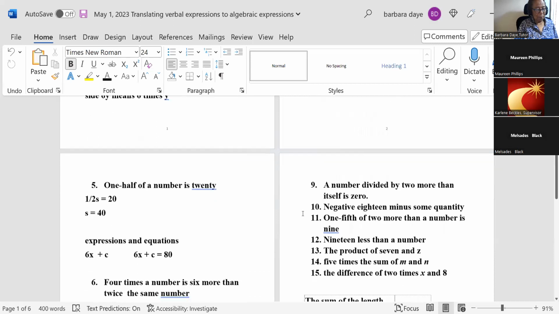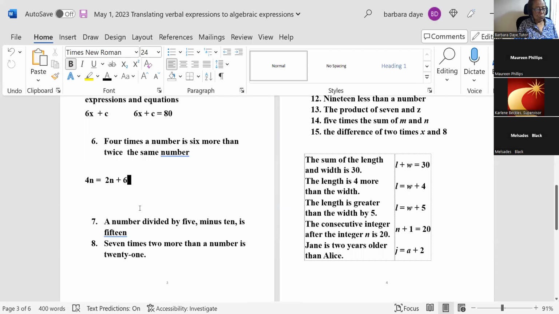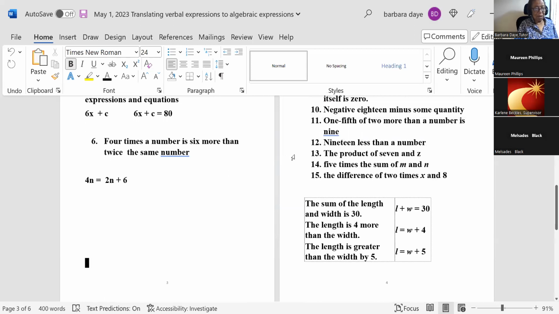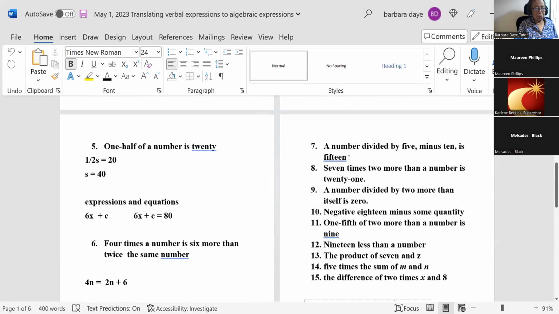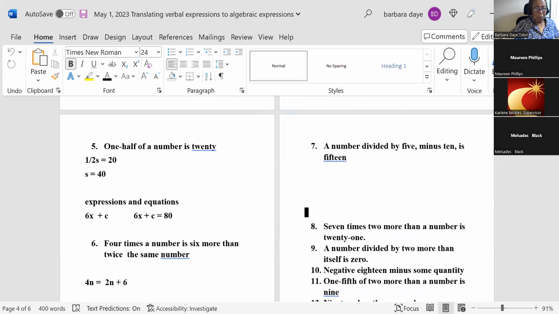Okay, Maureen, you ready for the next one? Let me go over here. I want to make sure we have enough room. A number divided by 5 minus 10 is 15. So we know we have an equation because we have an is. So Maureen, what should I write?